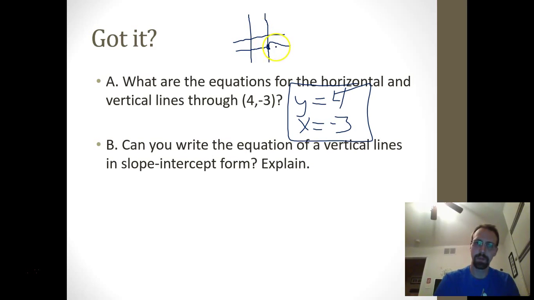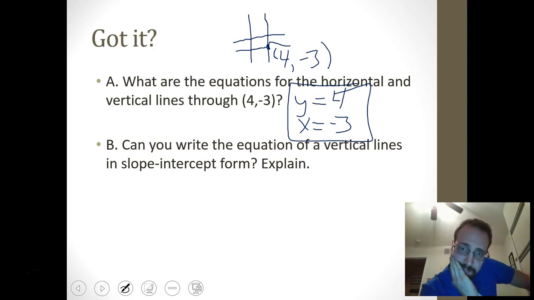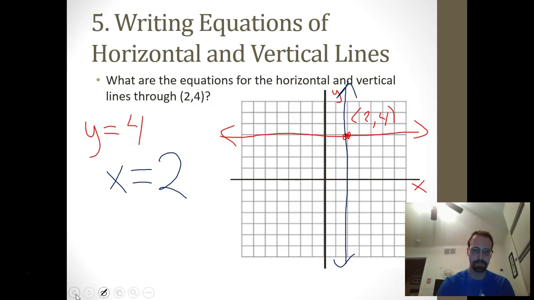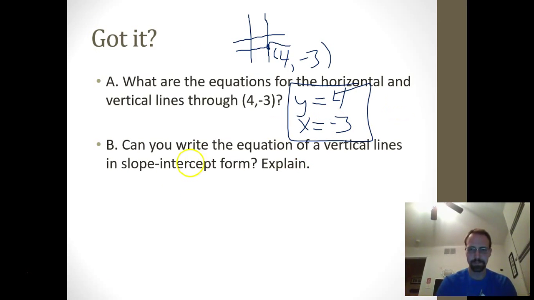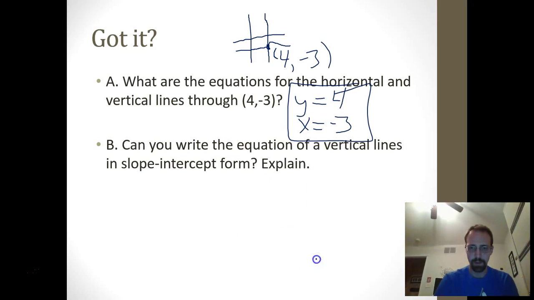4, negative 3. Bear with me, I'm going crazy. That's x equals 4. Yeah, Mr. Brummond's crazy. Alright, so we're going to ignore all that I just said.